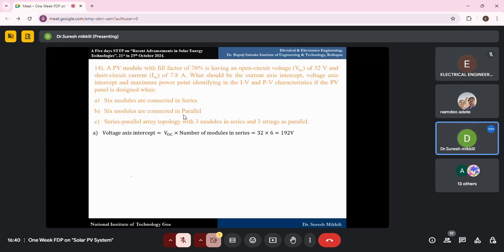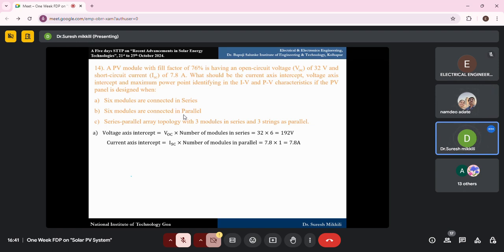What about the current? 6 modules are in series. What about the current in series configuration? Sir, modules are in series. If modules are in series, the voltage will be added and the current remains the same as one module. Yes, that's why I have given the mistake, we will do it.